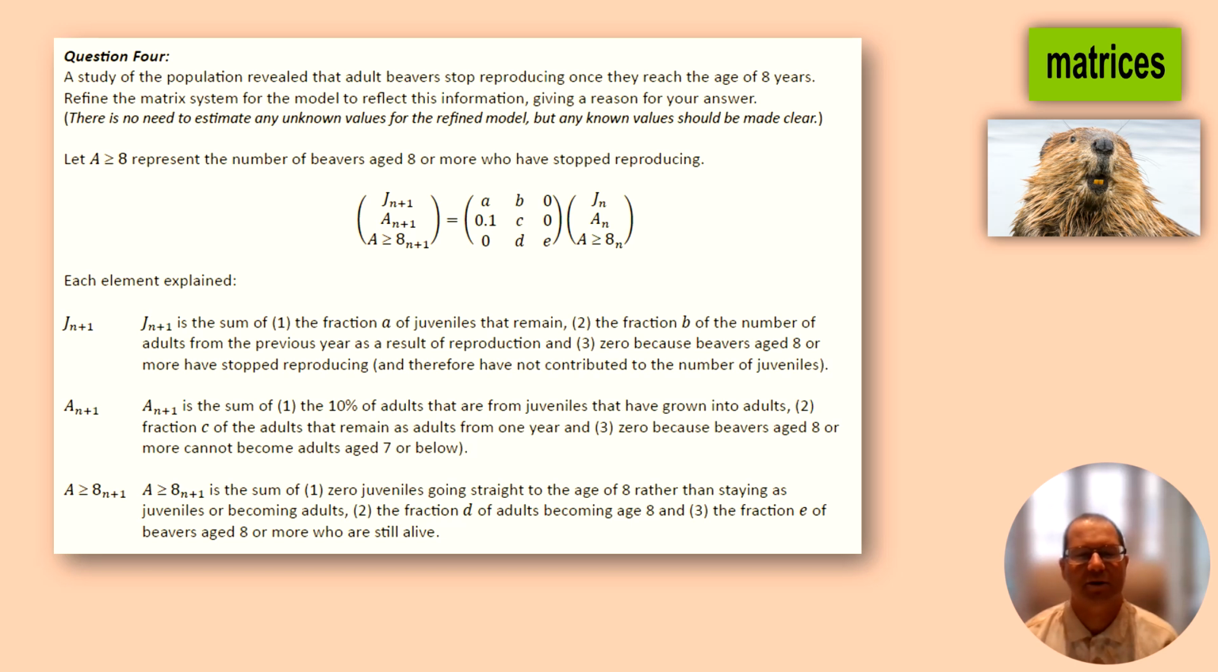And then finally, our third row, for age greater than or equal to 8, that's the sum of, firstly, 0 juveniles going straight to the age of 8 rather than staying as juveniles or becoming adults. So that explains the 0 there. Secondly, the fraction d of adults becoming age 8. And thirdly, the fraction e of beavers aged 8 or more who are still alive. So that explains where our 0, 0.1 and our other two zeros come from. We don't need to explain the other elements.